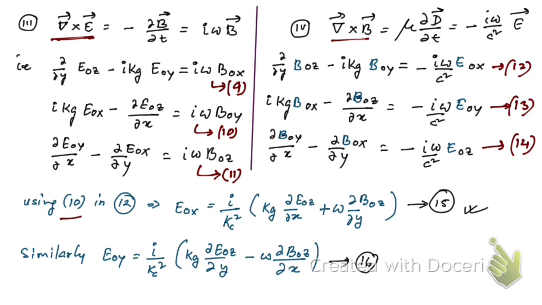Similarly, if you solve equation number, sorry, let me check which one should be solved. Okay, equation number 13 and equation number 9. Solving equation number 9 and 13, we're gonna get this result, equation number 16, right? And from these two, equation number 15 and 16, what we can do, you see, equation number 15 and 16.